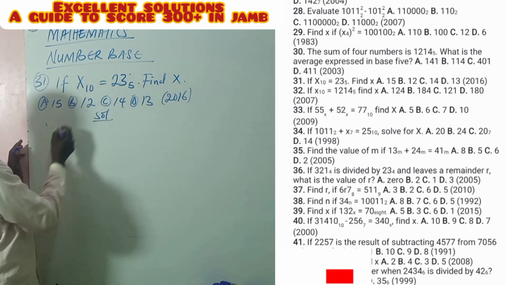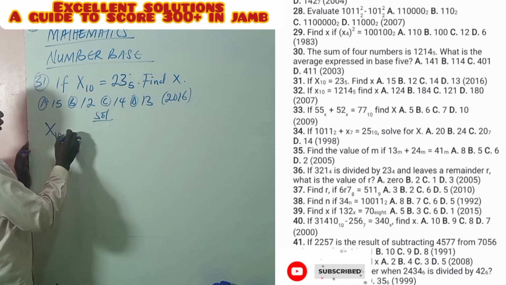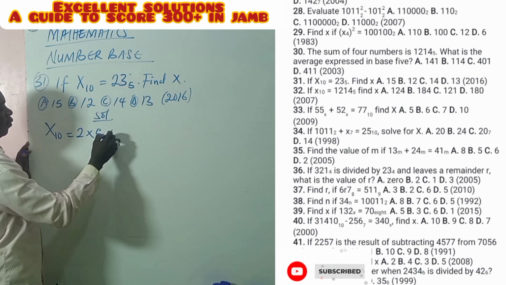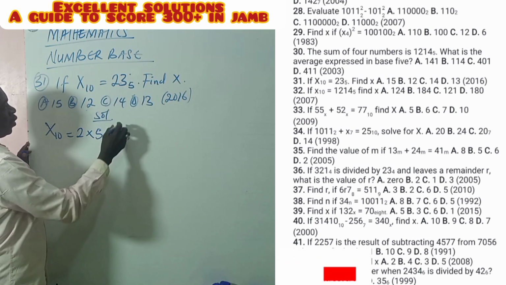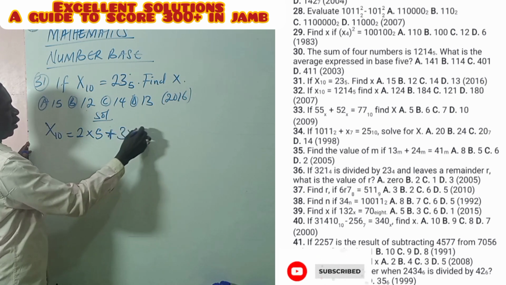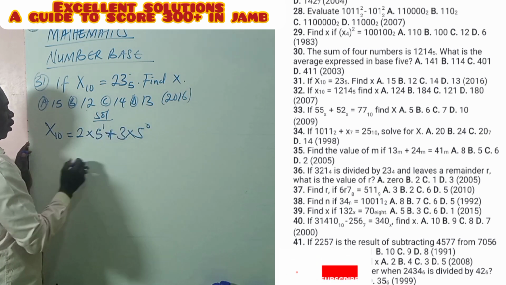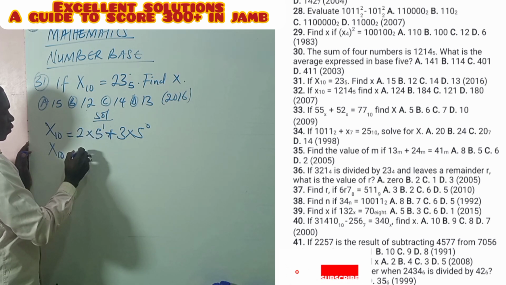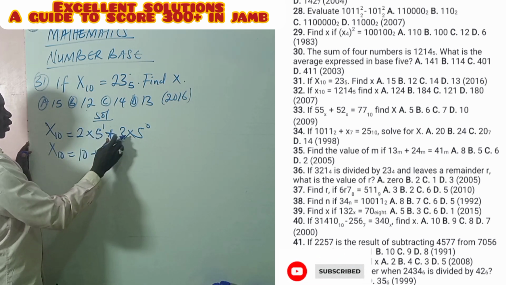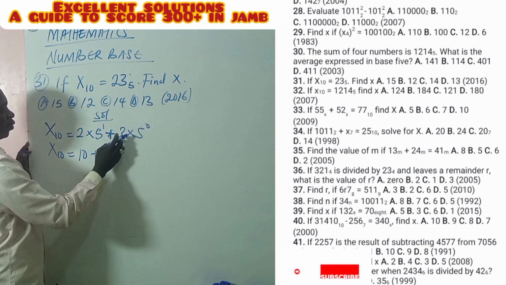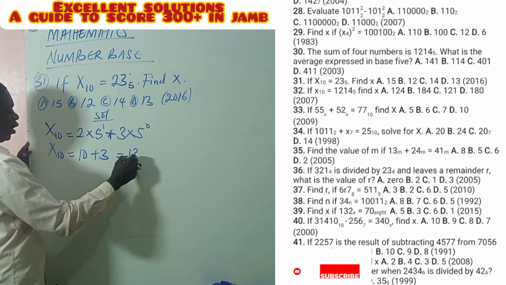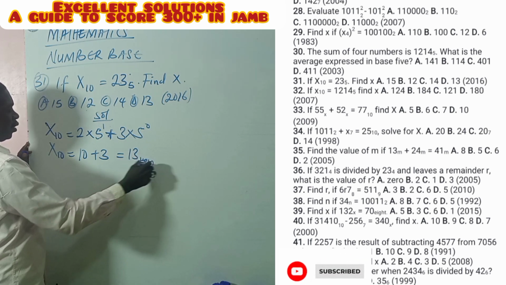So what we need to do here, we said x base 10 equals 2 times the base, which is 5, plus 3 times 5, we give this power 0, power 1. So x base 10 equals 2 times 5, we have 10, plus 3 times 5 power 0, which is 1. So 3 times 1, we have 3. This is the same as 13 base 10.